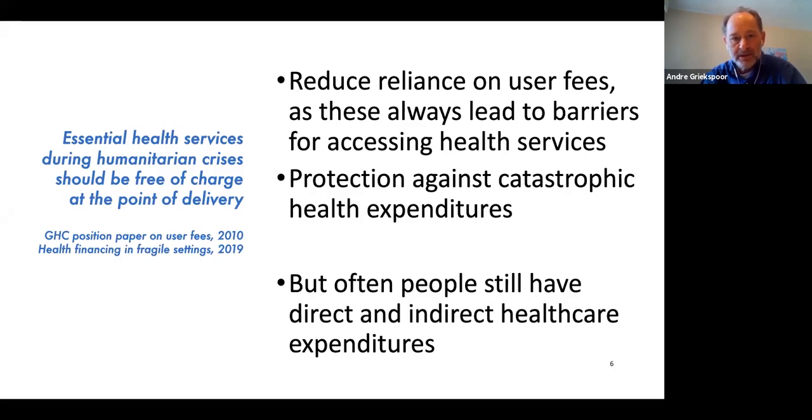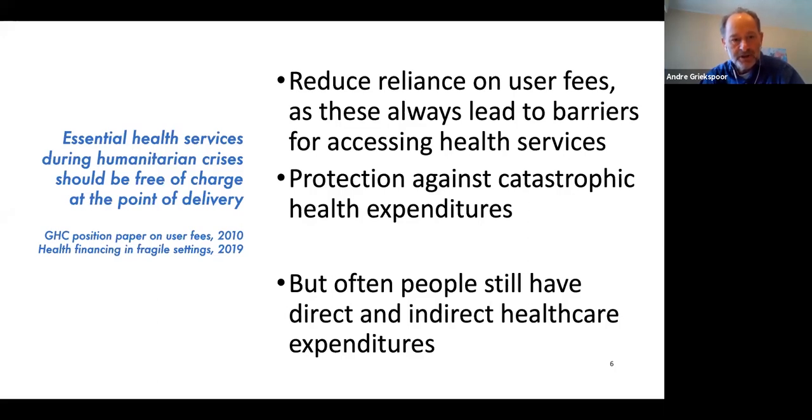And this means that we actually want to introduce measures that reduce reliance on user fees, as there's overwhelming evidence that when people have to pay for a service when they're ill, that inevitably leads to barriers for accessing health services, and also leads to what we call catastrophic expenditures, when people have to take loans or spend more than 20% of their household income on health services.